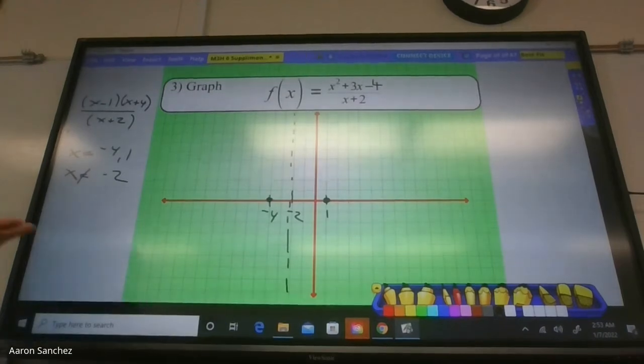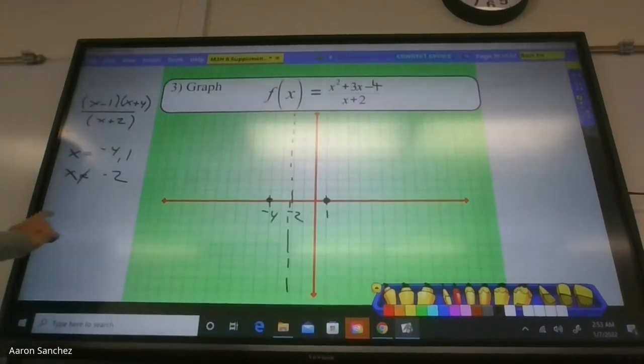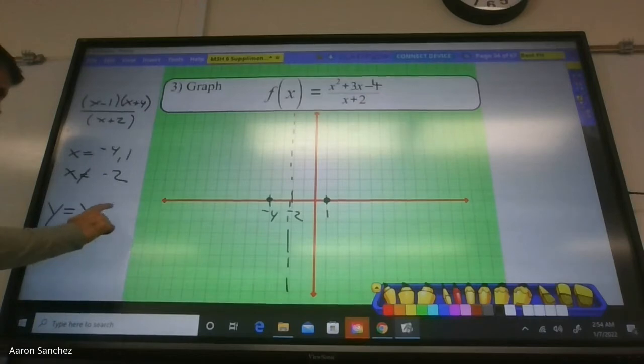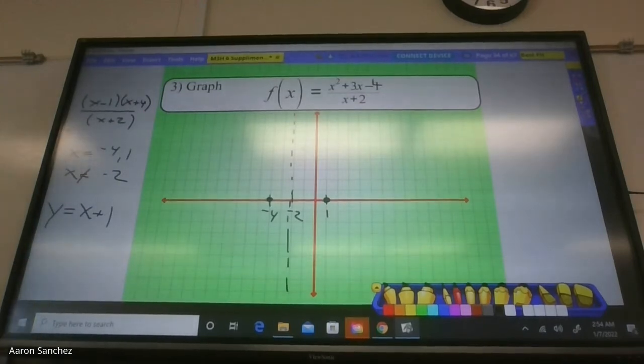You know what I want to say what the slanted asymptote is? I'll write it here. Y equals what? Yeah, go, Julian. X plus 1. I'll show you how to do it in just a second, but how many of you got it? Y equals x plus 1? Okay, so it seems like most of you got it. Does anyone need me to show you how I got that? I'm just going to show you anyway.